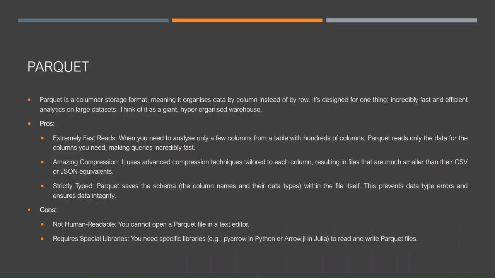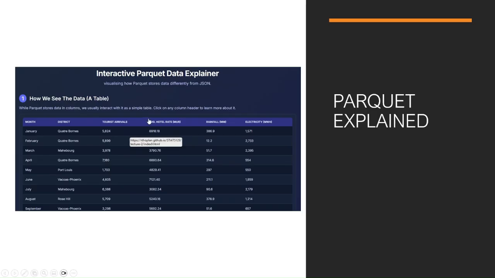It's better to have your files stored in Parquet format, because Parquet is a columnar storage format. What does it mean? It organizes your data by column instead of by rows. You might ask yourself, what's the difference between a CSV and arranging your data in terms of columns? Let me just give you a small example to illustrate what I mean. You can read the pros and cons on your own. We'll click on that interactive Parquet Data Explainer.